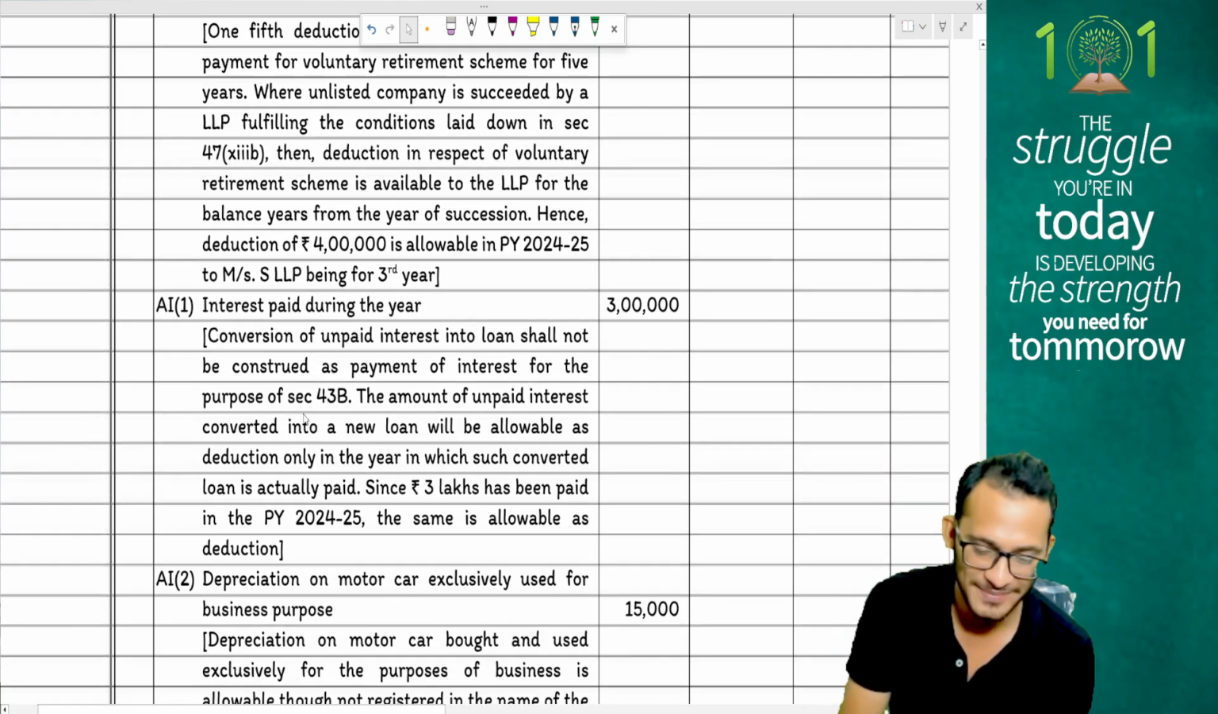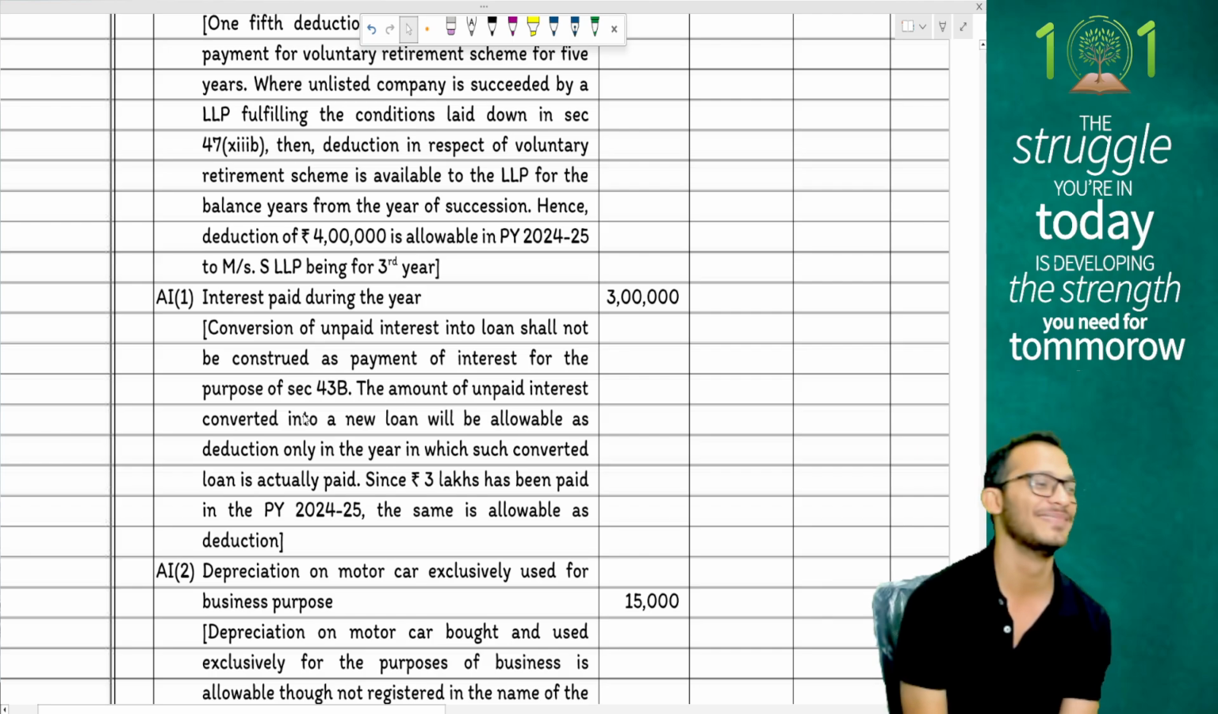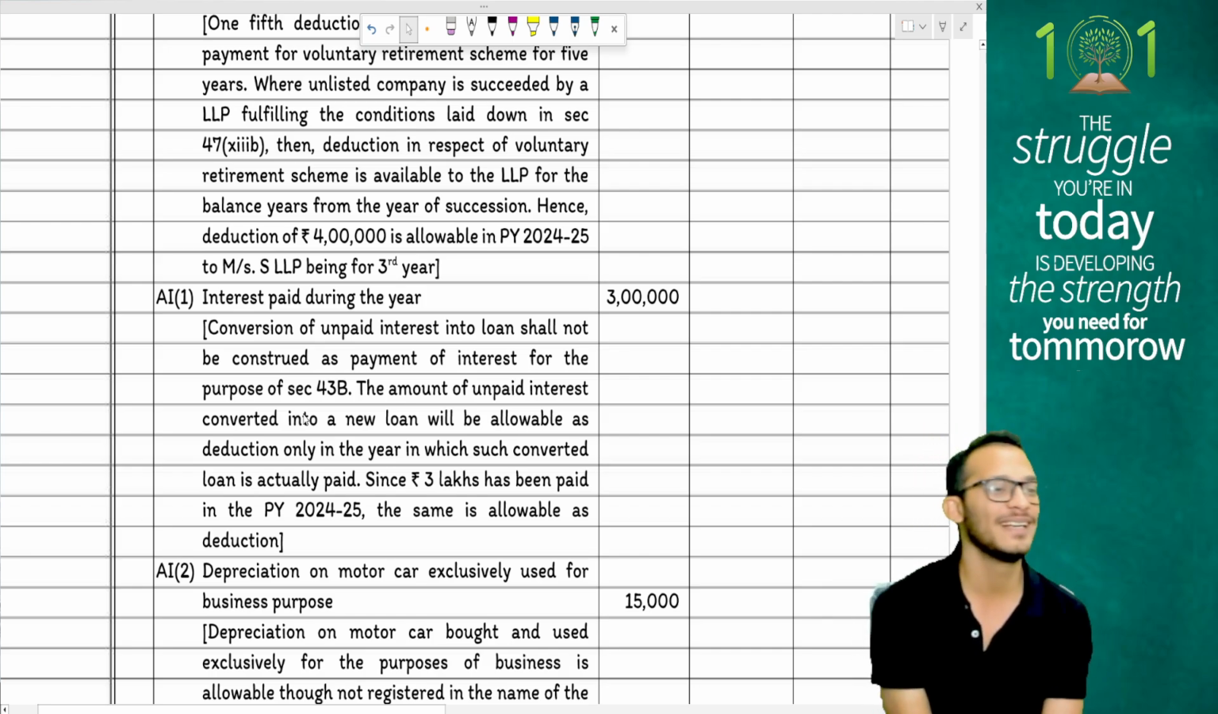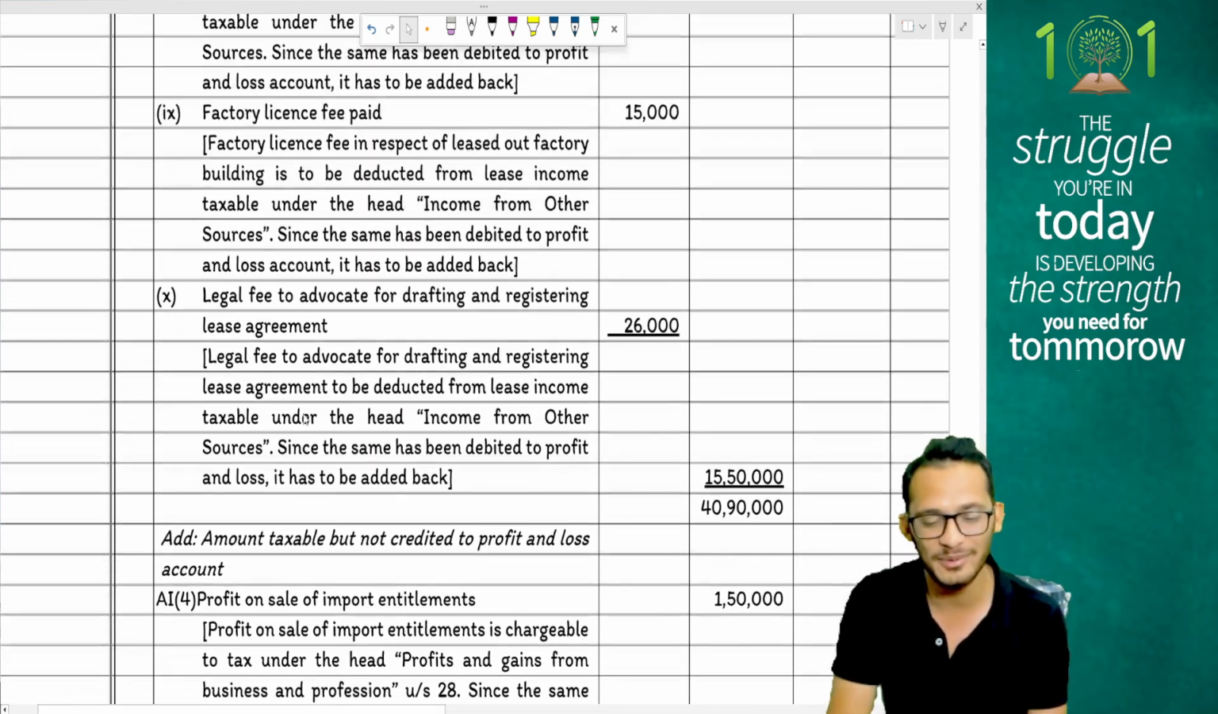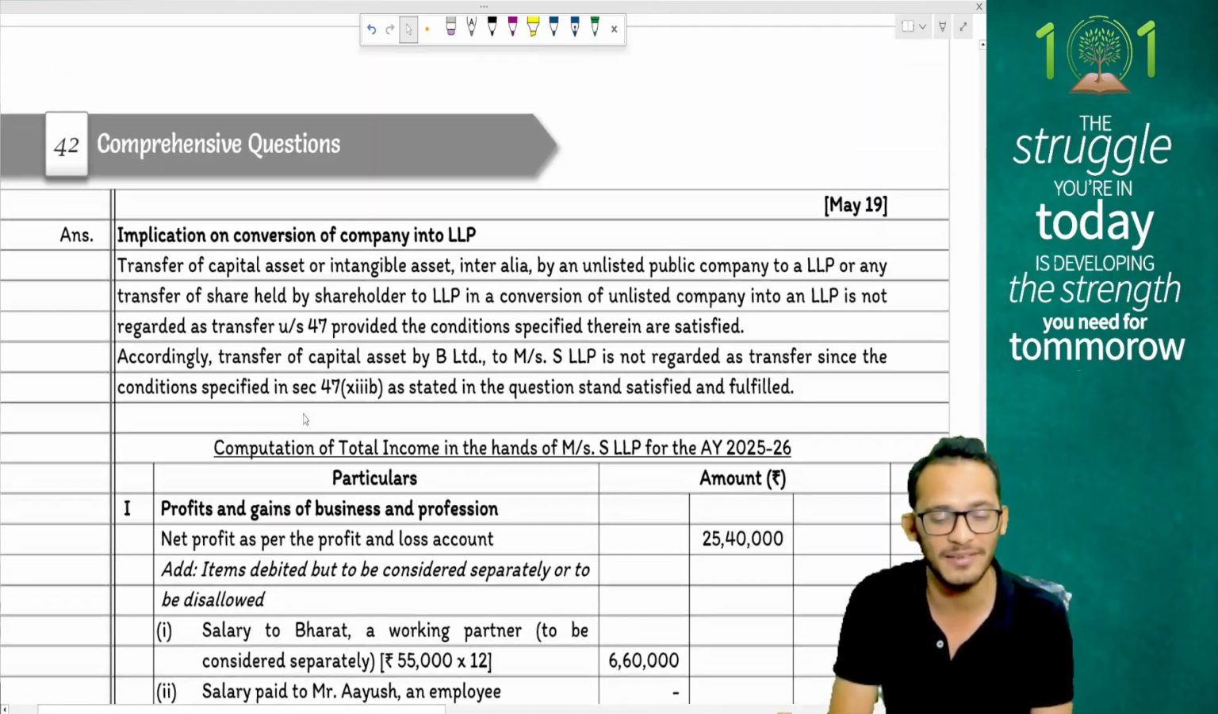Answer is, they have ignored it, and they've only claimed 3 lakhs. They have not disallowed the 9 lakhs, which I don't know, people, looks kind of stupid, because then on 31st July, what happened to that interest?